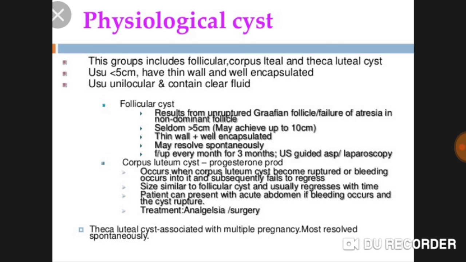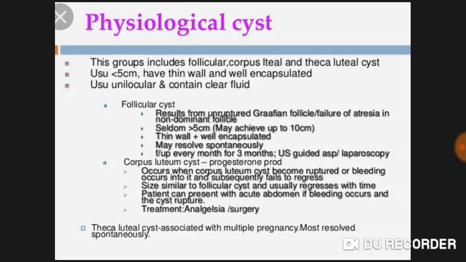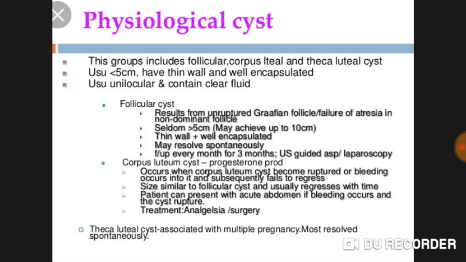Follicular cyst. We can say it is functional. It results from an unruptured Graafian follicle, or failure of atresia in a non-dominant follicle. Size is more than 5 centimeters and may reach up to 10 centimeters. A thin wall plus well encapsulated cyst may resolve spontaneously. Follow up every 3 months. Treatment is USG guided aspiration, or we can do laparoscopy.